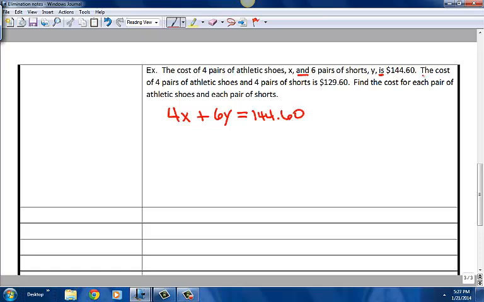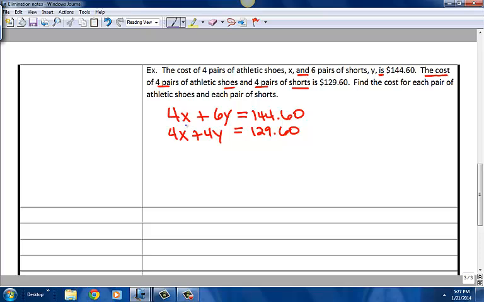The second sentence is your second equation. Cost of 4 athletic shoes, so that's 4x, and 4 shorts is 129.60. Straight translation. This is a lot like what we did with substitution, except look at the way the equations are arranged now. This one is going to be better to use elimination because it's already set up for that. Substitution would be a real pain in the rear trying to solve this system.